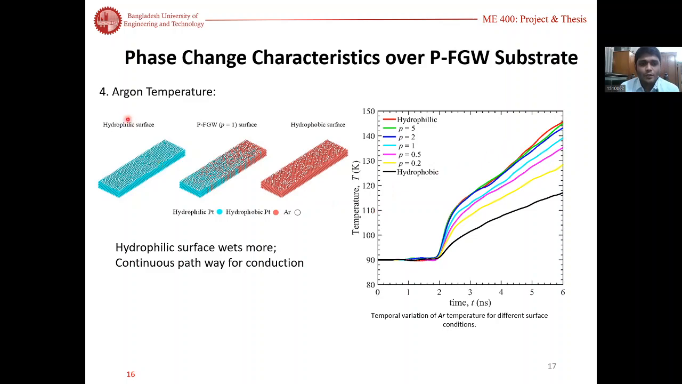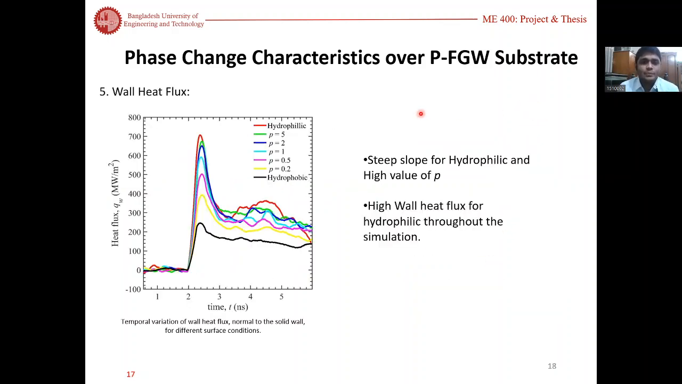For the argon temperature, we see that the hydrophilic surface works more, and it creates a continuous way for heat conduction, and the heat transfer becomes smooth, so the temperature is high. And as the heat transfer is smooth, we also get high heat flux. So a higher value of P indicates high heat flux.